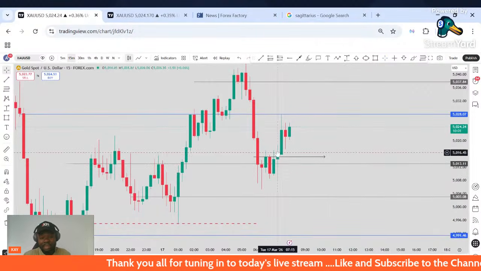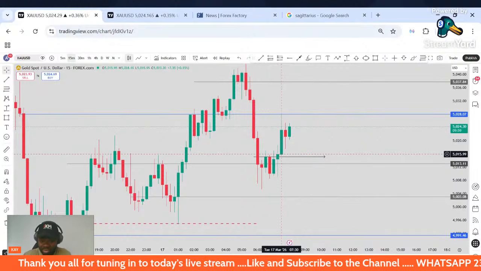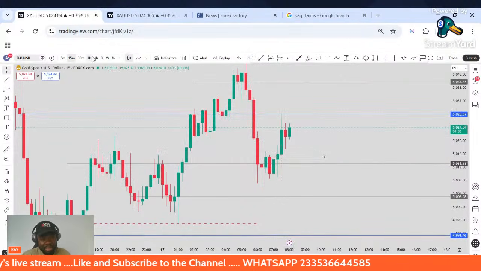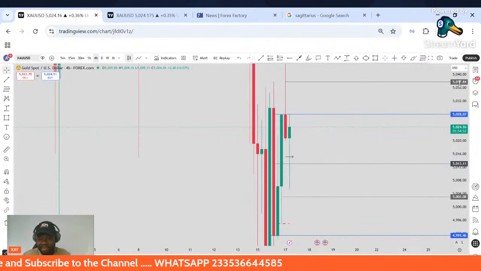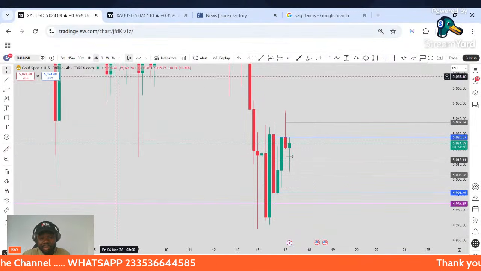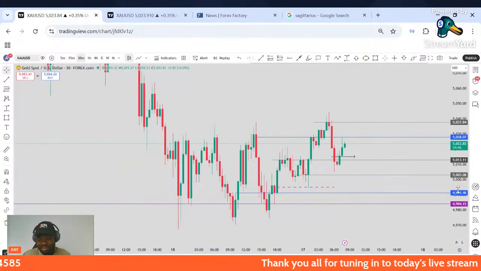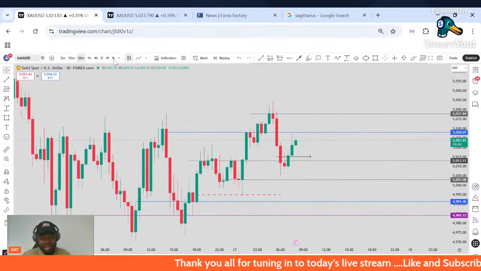You get it? I know someone is in a buy now. I don't care. This does not align with my system according to the higher time frame. The higher time frame, even with this chart, is strong bearish. So it does not align with my system.